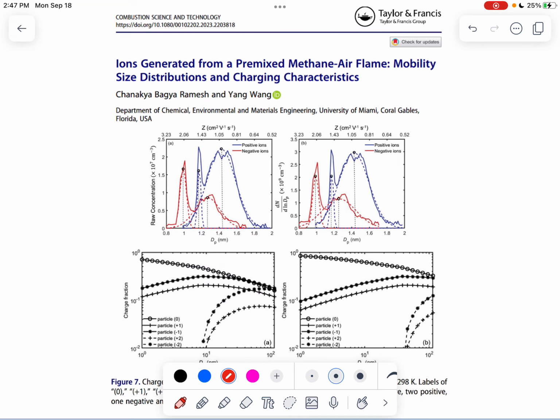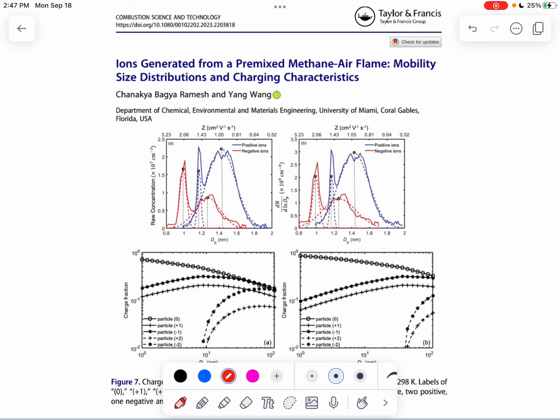Okay, so I'm just introducing a related study that's done by our group. Shinakia has been studying the ions generated from the flame conditions. We're trying to understand how the particles are being formed under these combustion environments. And then the flame itself generates a lot of ions. So it's a kind of a weak chemical ionization source, right? And these ions can get charged onto the particles and further affect their charge distribution.